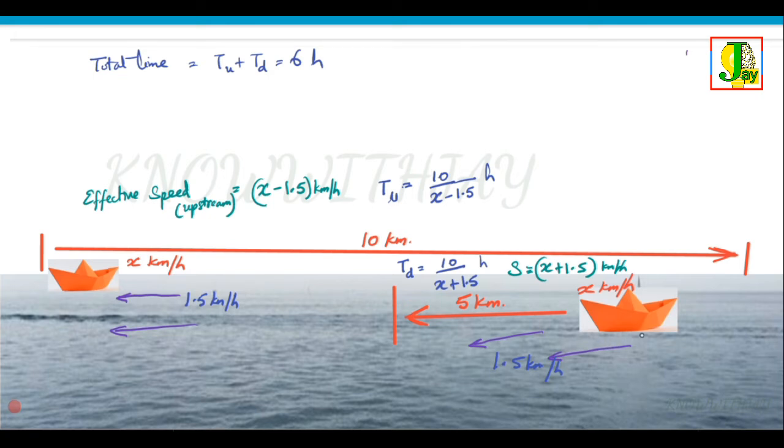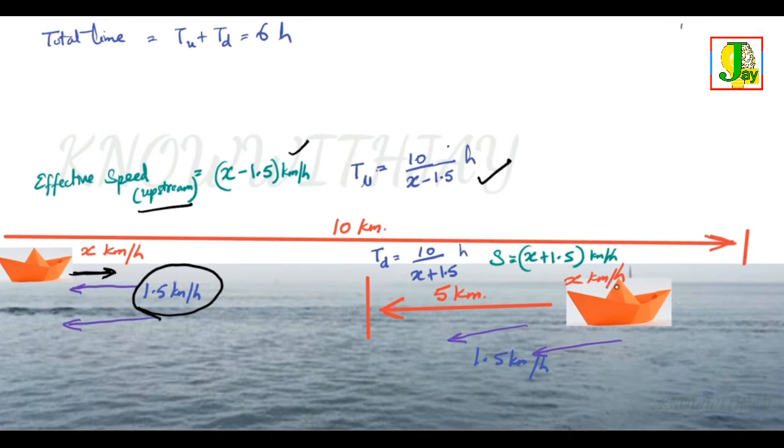Suppose the water flows from the right side to the left side with a speed of 1.5 km per hour, and its direction is from right to left. The boat goes 10 km upstream, so going against the water. The boat is going against the water with a speed of x km per hour, but the effective speed of the boat upstream will be x minus 1.5 km per hour. So the time taken, with total distance 10 km upstream, will be 10 by x minus 1.5, in hours.